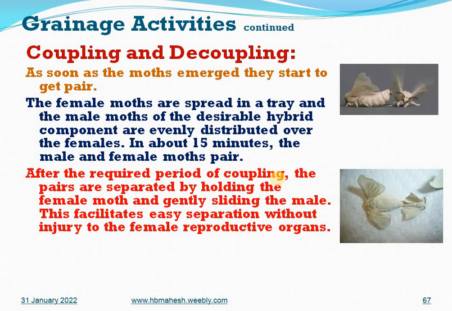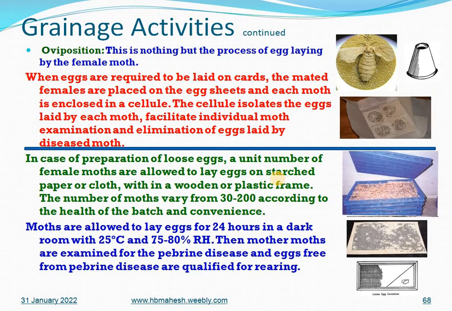After the required period of coupling, 3 hours, the pairs are separated by holding the female moth and gently sliding the male. This facilitates easy separation without any injury to the female reproductive organs. Otherwise, if handled roughly during decoupling or separation, there can be injury. Hold the female and just slide the male, and the male and female separate. So males can be stored for second mating.